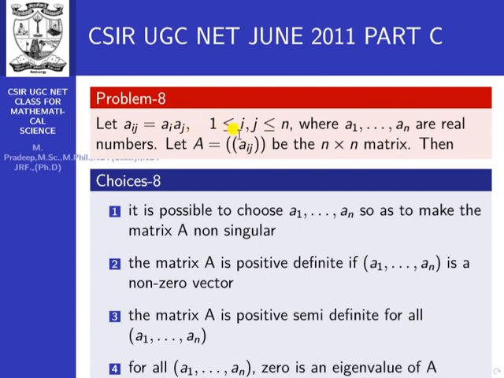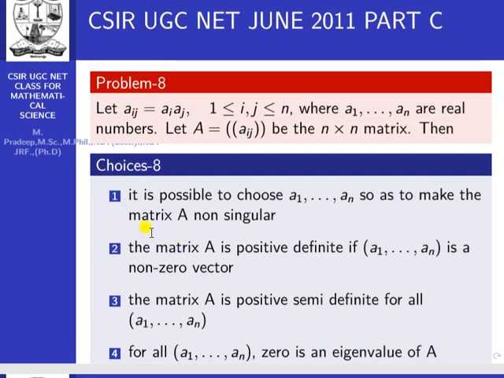The next problem. Let Aij equal to ai aj, 1 less than or equal to i, j less than or equal to n, where a1, a2, and so on up to an are real numbers. Let A equal to Aij be the n by n matrix. Then the choices are: it is possible to choose a1, a2, an so as to make the matrix A non-singular. Non-singular means determinant A not equal to 0.